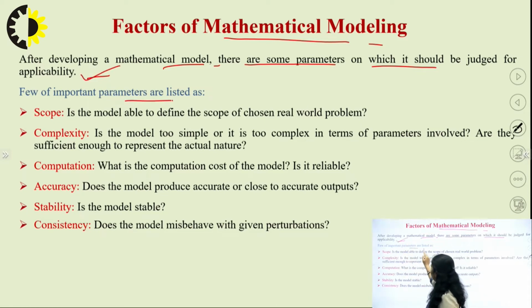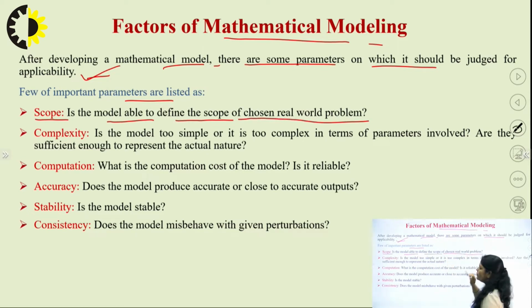A few of the parameters are, first, the scope. Scope is whether our mathematical model is considering all the aspects of our system or not. So we will check the mathematical model for the scope, meaning is the model able to define the scope of the chosen real world problem? We will see whether it is within the scope or not.